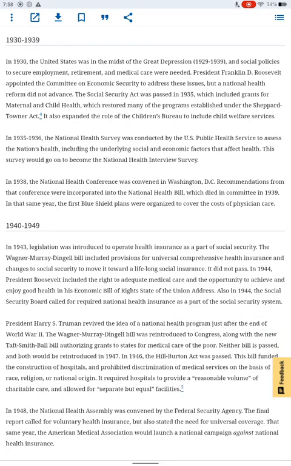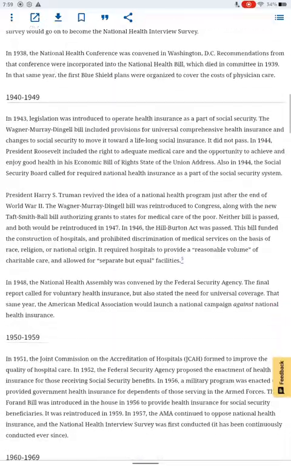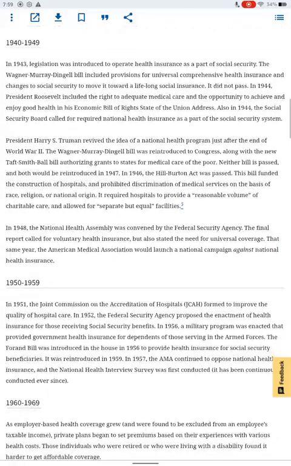In 1935 and 1936, the National Health Survey was conducted by the U.S. Public Health Service to assess the nation's health, including underlying social and economic factors that affect health. This survey would go on to become the National Health Interview Survey. In 1938, the National Health Conference was convened in Washington, D.C. Recommendations from that conference were incorporated into the National Health Bill, which died in committee in 1939. In that same year, the first Blue Shield plans were organized to cover the cost of physician care.